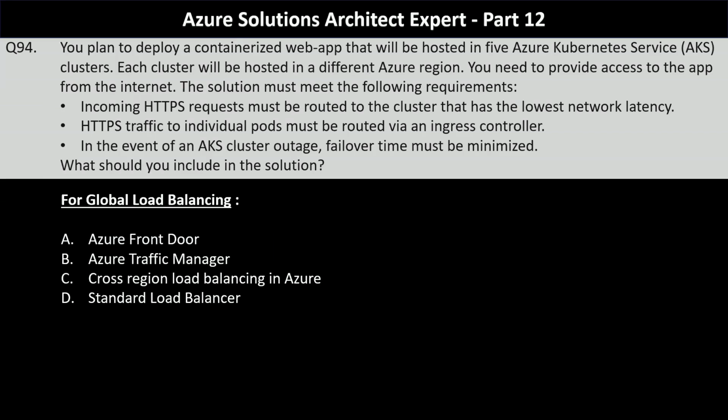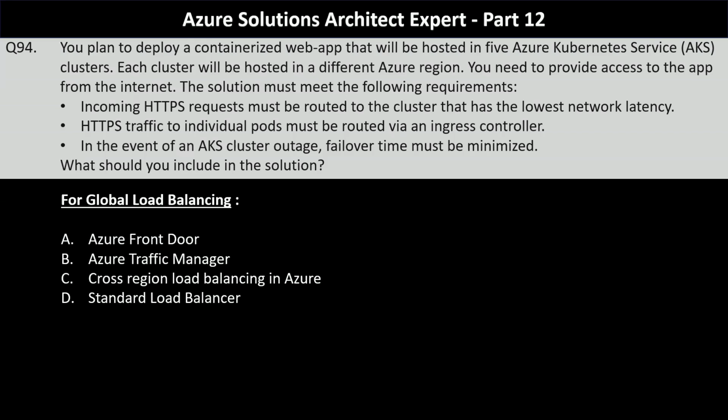Incoming HTTPS requests must be routed to the cluster that has the lowest network latency. HTTPS traffic to individual pods must be routed via an ingress controller. In the event of an AKS cluster outage, failover time must be minimized. What should you include in the solution?